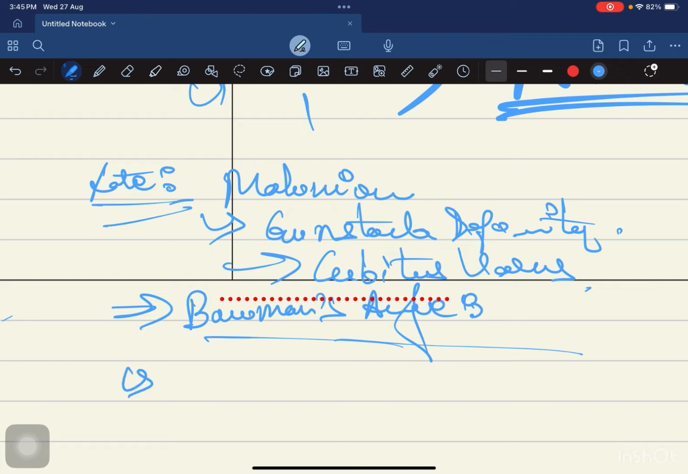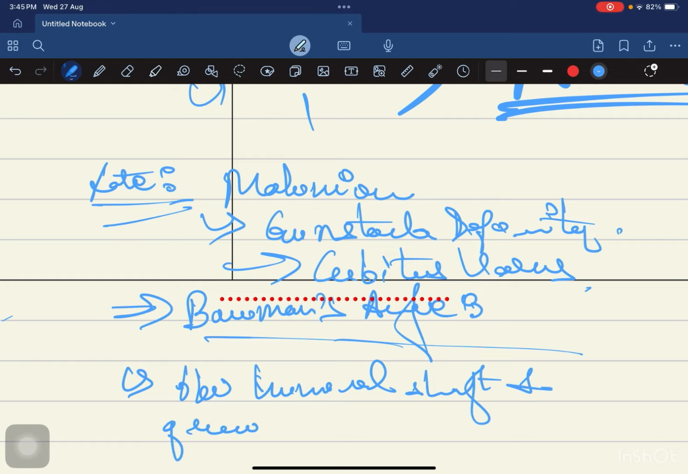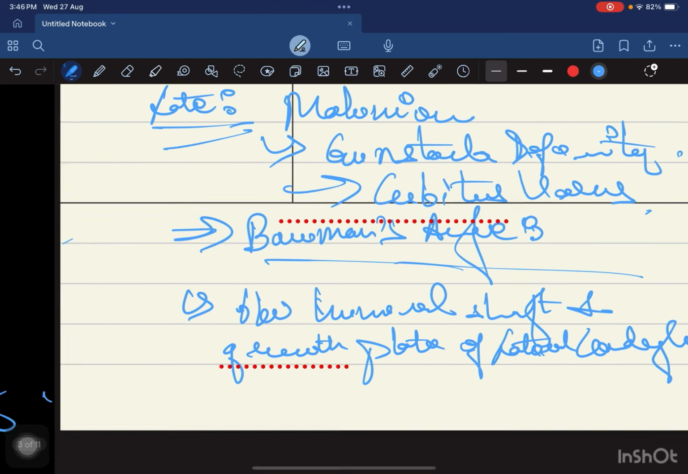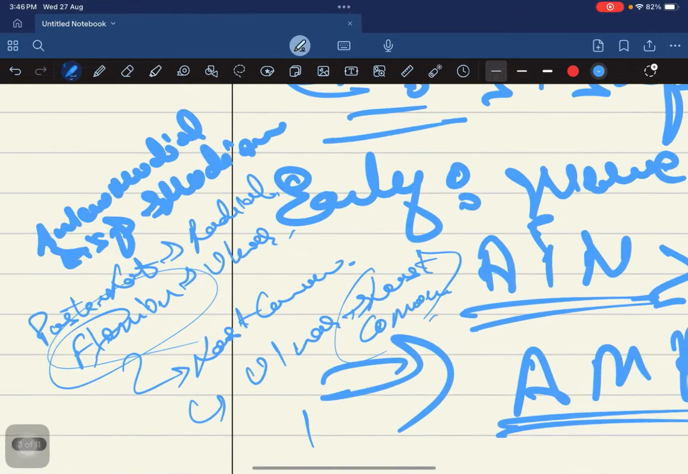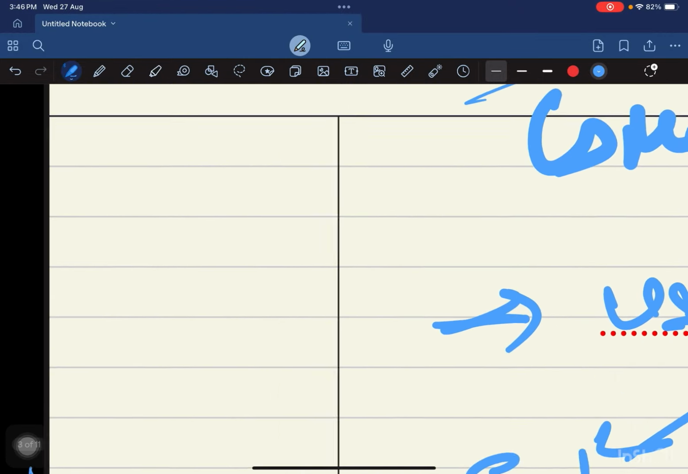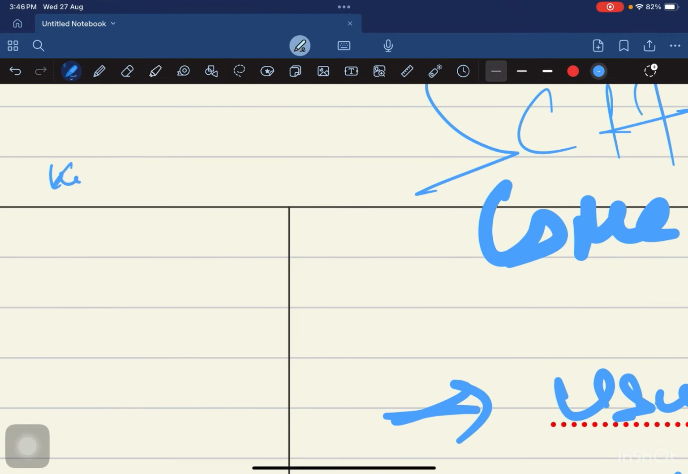Now the Baumann's angle is formed between humeral shaft and growth plate of lateral condyle. Okay, so for treatment we have closed reduction and tunnel fixation with K wires. Now we are going to cover the most important exam points for supracondylar humerus fracture. So most important key exam points.